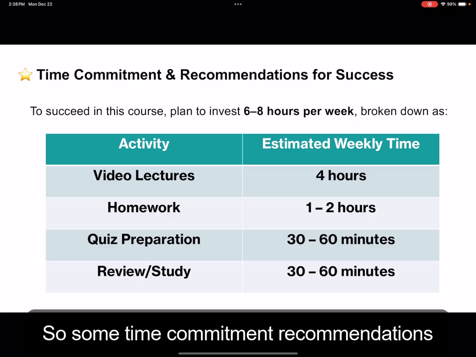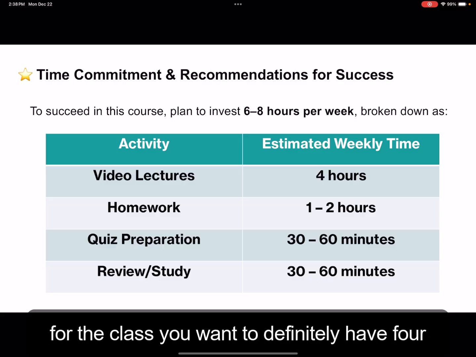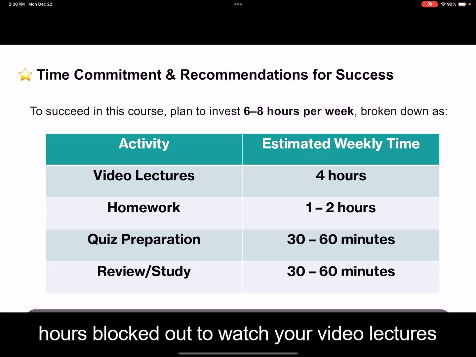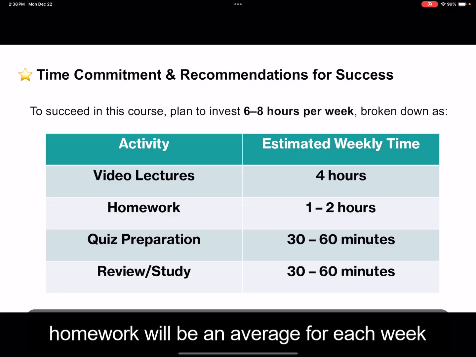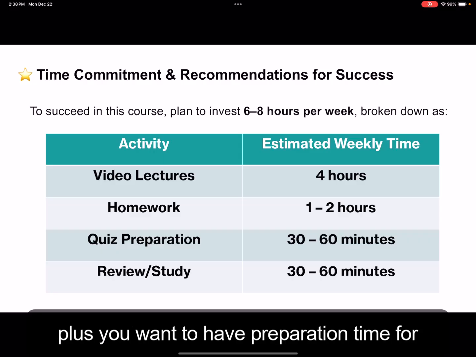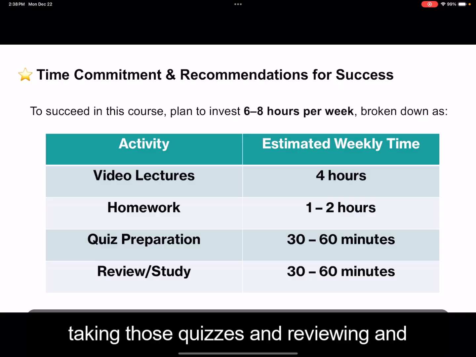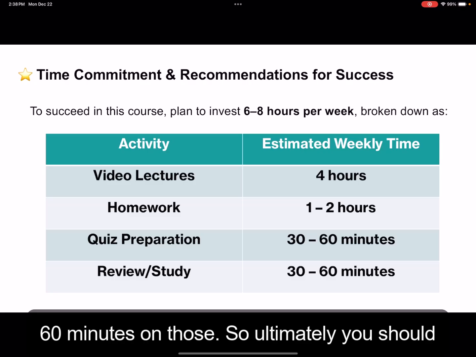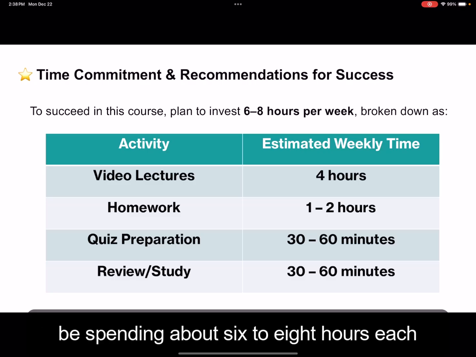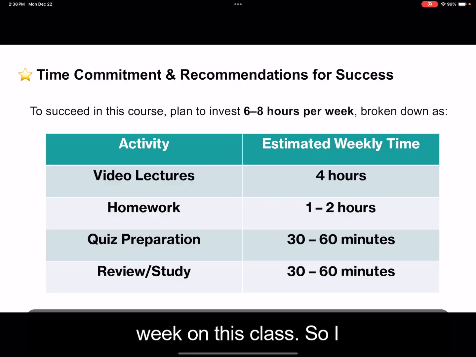So some time commitment recommendations for the class. You want to definitely have 4 hours blocked out to watch your video lectures each week. And 1 to 2 hours for the homework will be an average for each week. Plus you want to have preparation time for taking those quizzes and reviewing and studying. So I would recommend another 30 to 60 minutes on those. So ultimately you should be spending about 6 to 8 hours each week on this class.